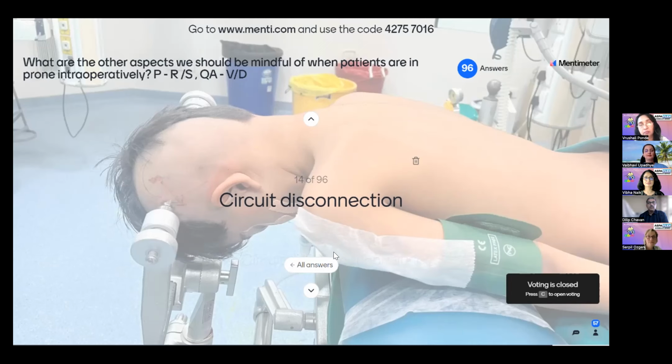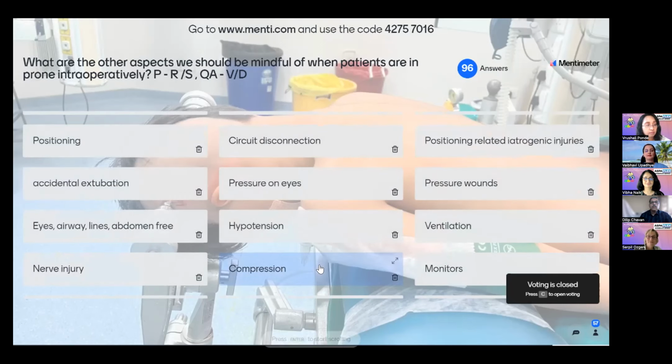And for the chest side, pressure on the chest, or for female patients on the breast, can cause direct pressure injury. And if you have a lot of padding and rolls on the chest, and if it is too low on the chest, it can also cause ventilation problems.